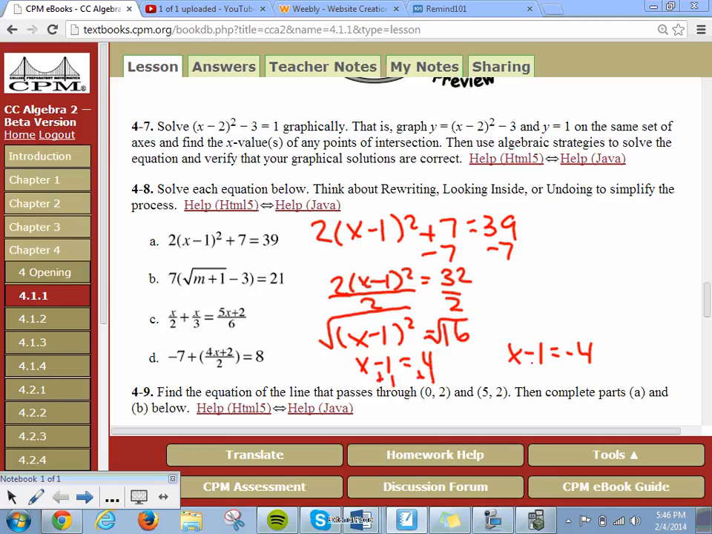If we solve it by adding 1 to both sides, we find out that we have two solutions. That'll be x is equal to 5 and x is equal to -3.